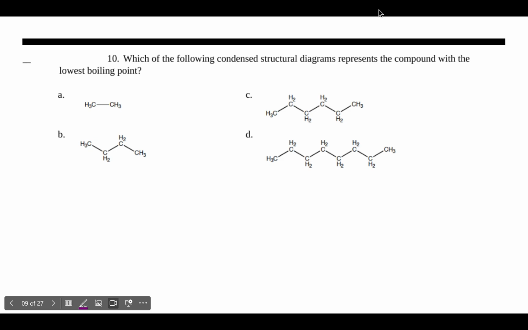They're part of a homogeneous series. This first one has 2 carbons. This second one has 4, this one has 6, and this last one has 8. Because it's asking for the lowest boiling point and they're all part of the same group, alkanes, you're just looking for the smallest molecule. So that would be A. If it asks you for the largest boiling point, you're looking for the biggest molecule.